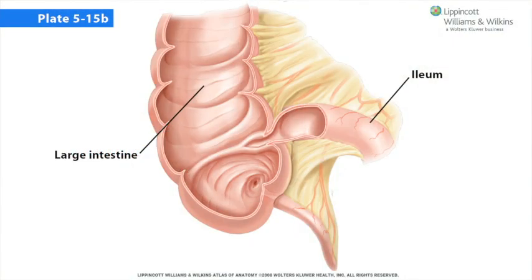The lumen of the ileum becomes continuous with that of the large intestine at the ileocecal junction. At the level of this junction, the circular muscular layer of the ileum thickens to form a sphincter called the ileocecal valve, which is thought to control the flow of digested material from the ileum to the large intestine. The same hormone that relaxes the pyloric sphincter, gastrin, also relaxes the ileocecal valve.